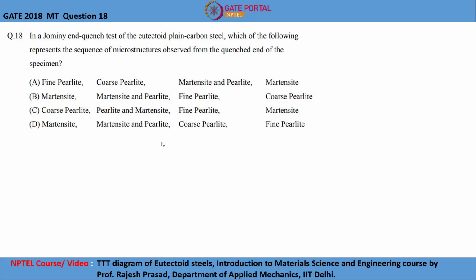So let us now look at the 18th question of GATE 2018. In a Jominy end quench test of the eutectoid plain carbon steel, which of the following represents the sequence of microstructures observed from the quenched end of the specimen? And the microstructures given are martensite and pearlite, fine pearlite and coarse pearlite. We need to find the correct order of microstructures from the quenched end of the specimen.